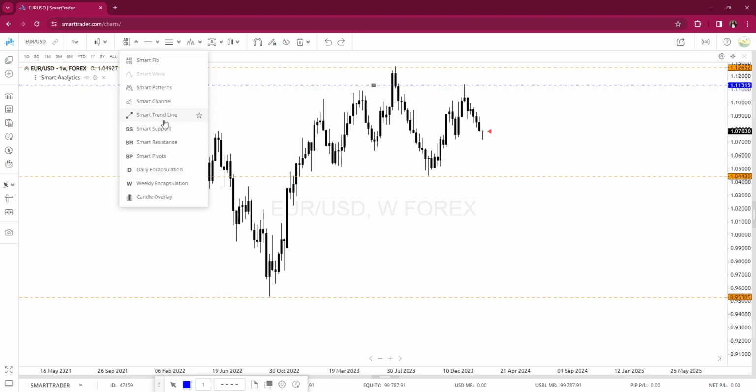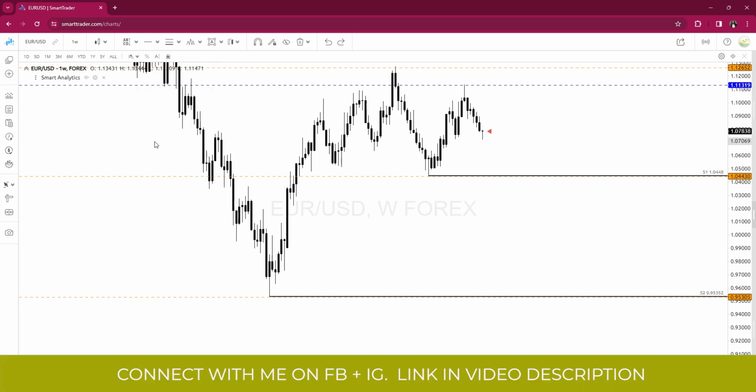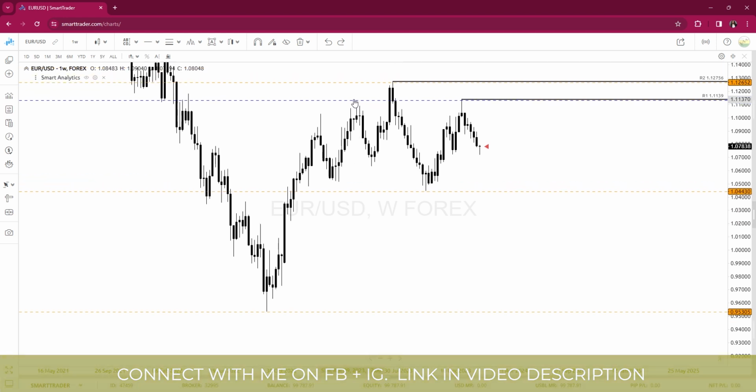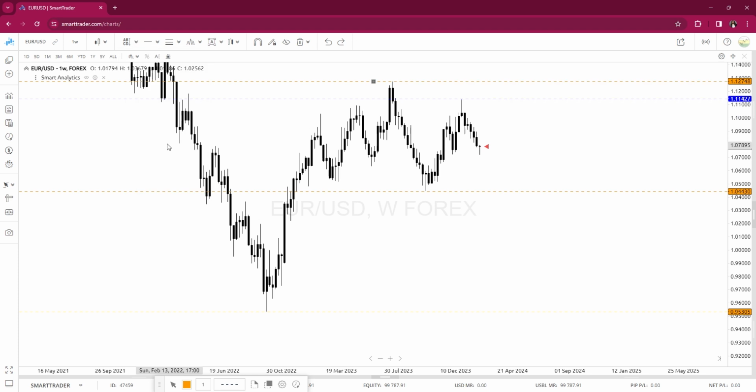So I'm going to go over to my smart toolbox and look for smart support, and we have not missed anything. You'll see the levels that popped up are the two levels that we identified on the monthly. So there is no weekly support. Now I'm going to look at resistance, and we identified the level that the system picked up by half a pip, maybe a pip. So I'm going to adjust this, and then I'm going to turn this off.